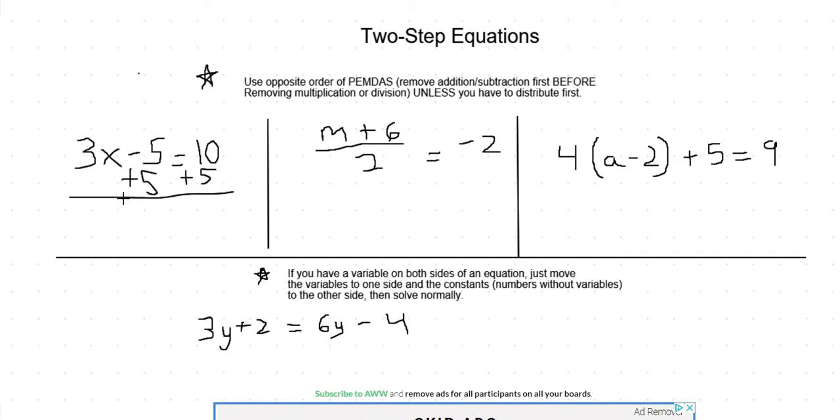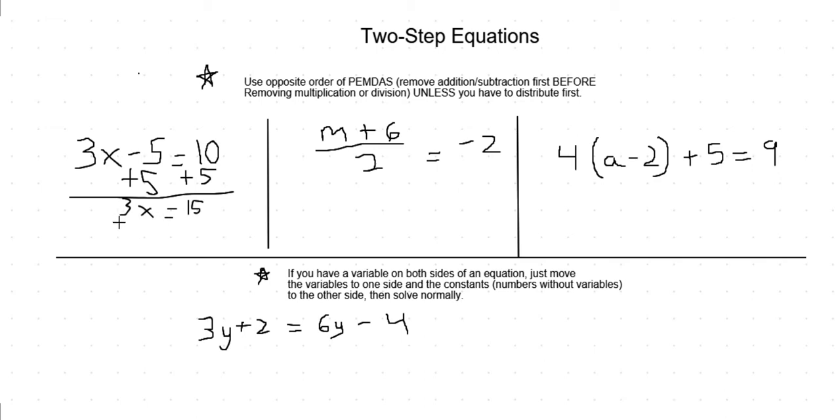I bring the 3x down. Minus 5 plus 5 cancels. 10 plus 5 is 15. And then I got 3x equals 15. Remember, 3x is multiplication. The opposite's division. Divide by 3, divide by 3.